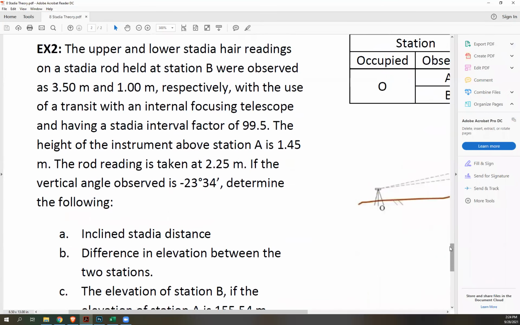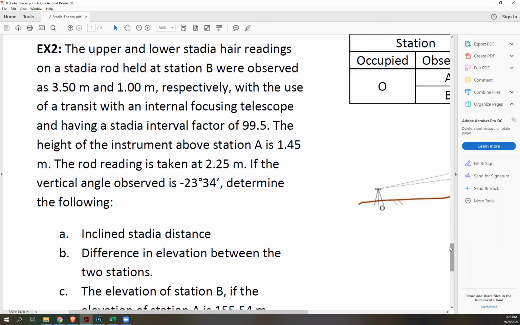The upper and lower stadia hair readings on a stadia rod held at station B were observed as 3.50 and 1 meter respectively, with the use of a transit with an internal focusing telescope and having a stadia interval factor of 99.5. The height of the instrument above station A is 1.45 meters. Given height of instrument here, so our assumption earlier cannot be done here anymore. The rod reading is taken at 2.25 meters. If the vertical angle observed is negative 23 degrees 34 minutes, determine the following. Letter A, inclined stadia distance.